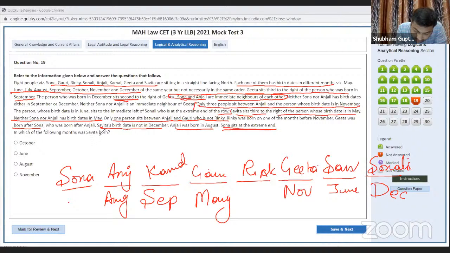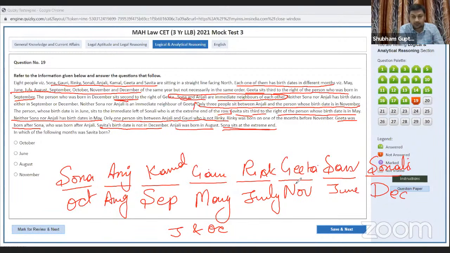Now what do we have? Any other information that we have? Geeta was born after Sona. Geeta was born after Sona. So before November. Who was born after Anjali? So after August, and we are left with 2 months, which are July and October. So who was born after Anjali? So Anjali should have been born first. So this should be October. This should be July. Correct? Does it look right?